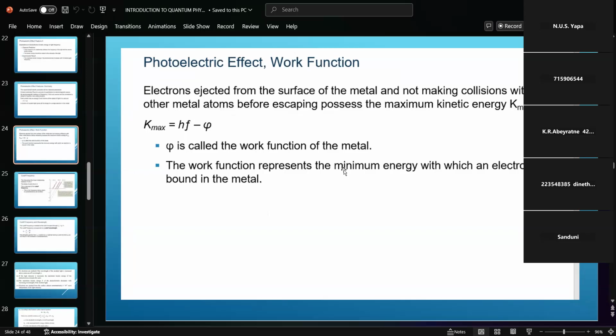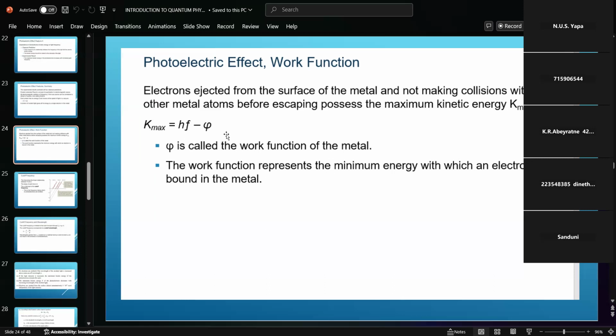You can see one equation here. Electrons ejected from the surface of the metal, not making collisions with the other metal atoms before escaping, possess the maximum kinetic energy K max. In your books, it is mentioned as EK max, no problem. And we can write K max equals hf minus psi. Psi naught is the correct one.